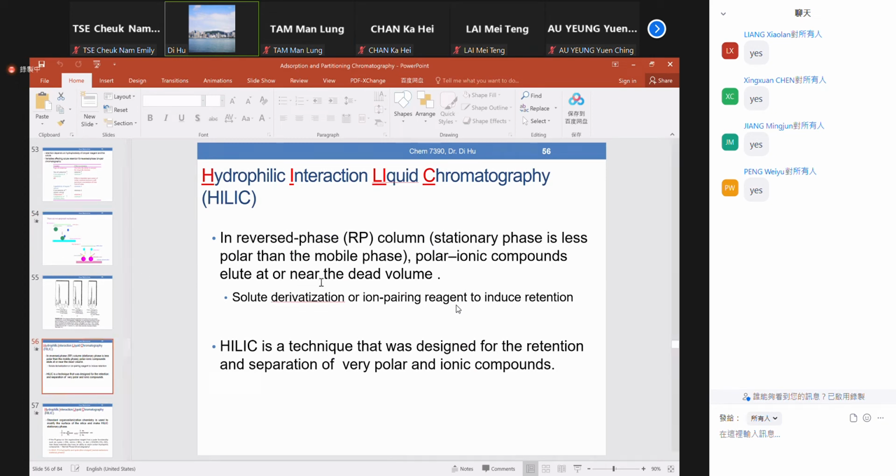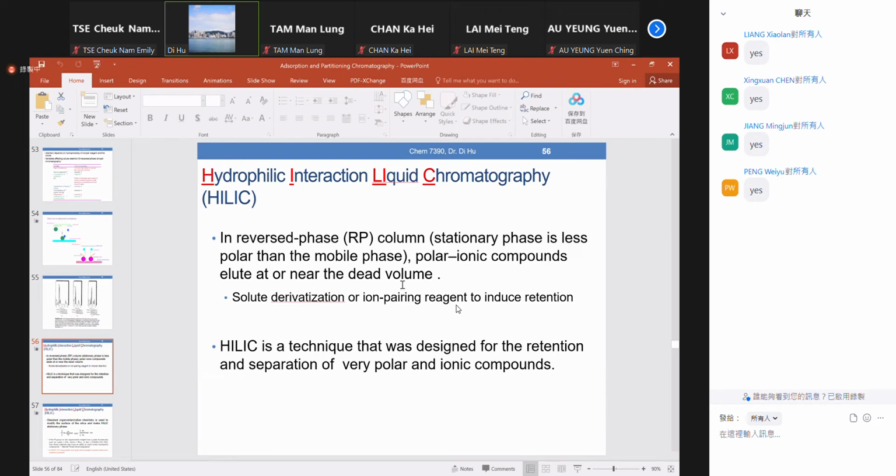Let me say, in reverse phase column, the stationary phase is relatively nonpolar, like C8 or C18, and the mobile phase is kind of polar, right? That's why it cannot really retain polar or ionic compounds. It's really good for relatively non-polar, less polar compounds. So if we have polar ionic compounds, they will just elute at or near the dead volume.